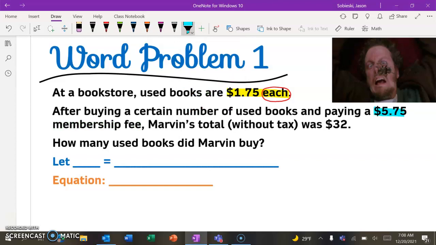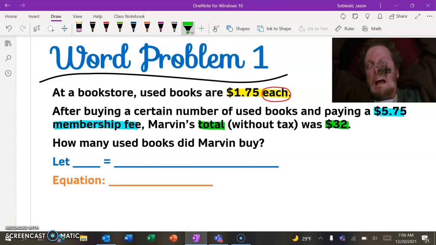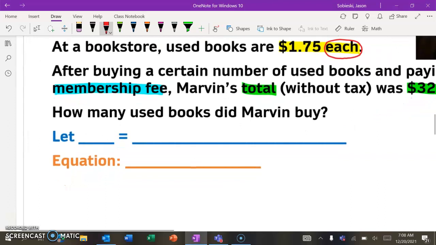So we have the membership fee, and after all of that, Marvin's total, forgetting about tax, was going to be $32. We want to figure out how many used books did Marvin buy. So first thing we need to do is come up with a variable. It says how many used books. That's what it's asking us to solve for. So we're going to pick a variable to represent the number of used books. Maybe we could just use B for books. You could pick any variable you want, any letter, but we're going to say let B be equal to the number of used books.